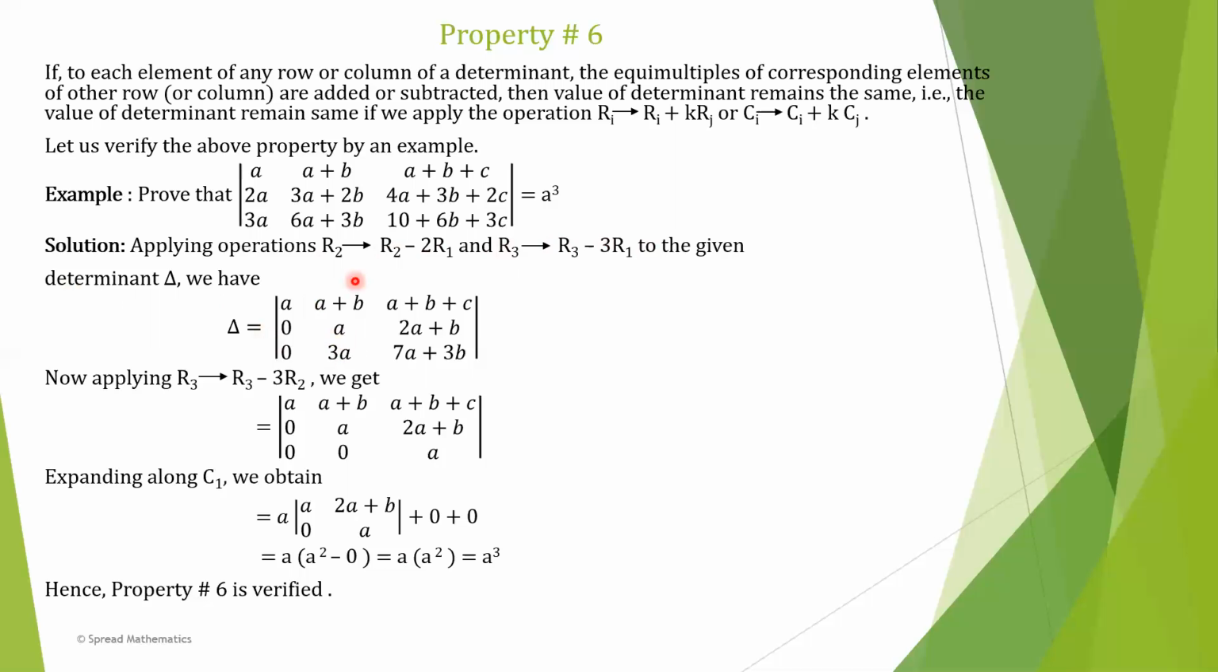Now, after applying the property, we get this determinant. Now we are applying again R3 replaced by R3 minus 3R2. Now we get this determinant. Now here we can see column 1 has 2 zeros. So we are expanding along column 1. Now we get, after calculating, A cube. So property number 6 is verified.